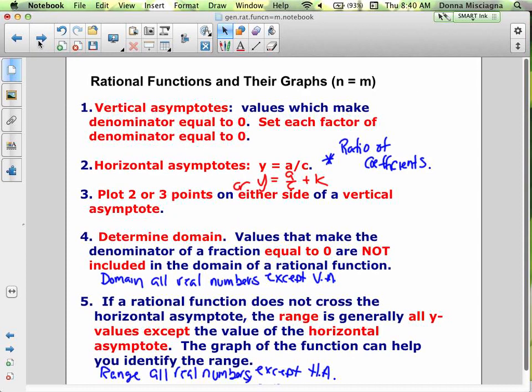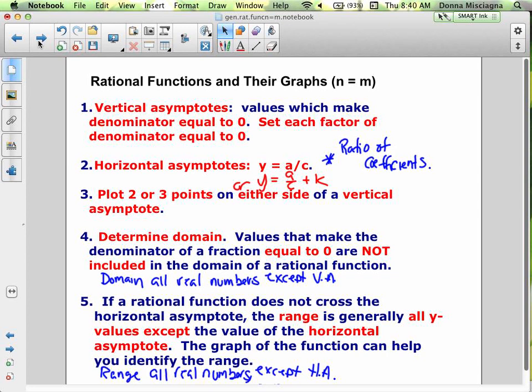All right, so here's our steps. So we have vertical asymptotes, or values which make the denominator equal to 0. You're going to set each factor of the denominator equal to 0. Right now, we're going to have one factor in the denominator. So with that factor, you're going to set equal to 0.